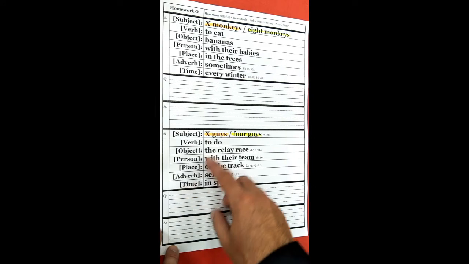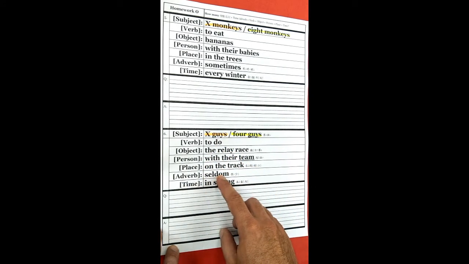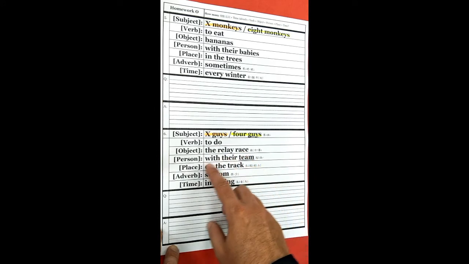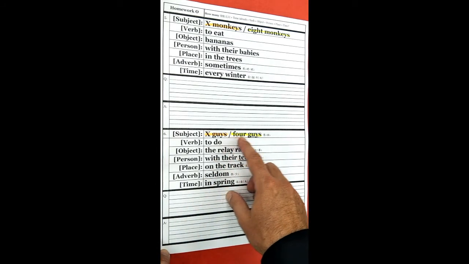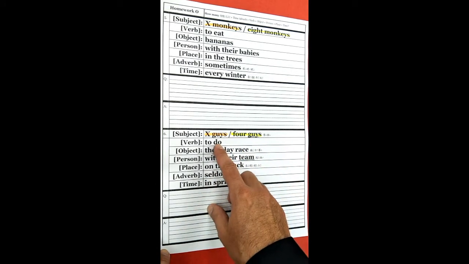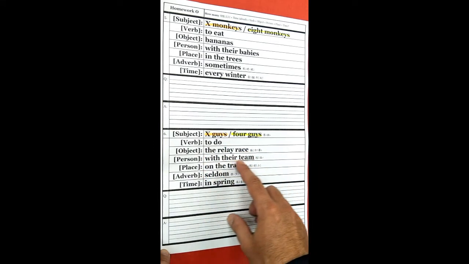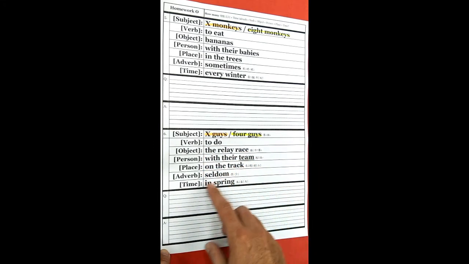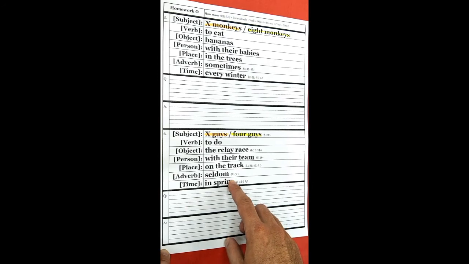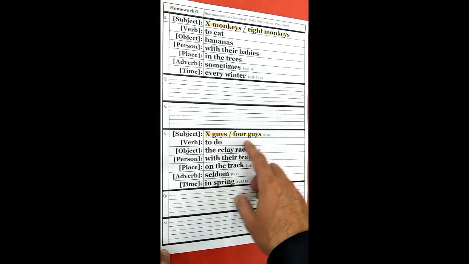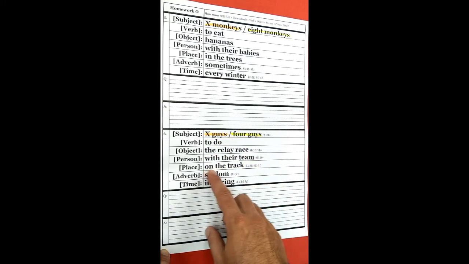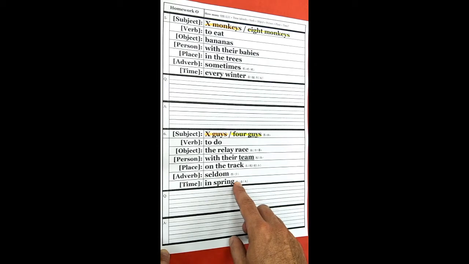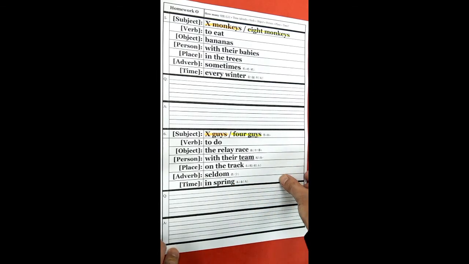Answer. 4 guys seldom do the relay race with their team on the track in spring. Again, 4 guys seldom do the relay race with their team on the track in spring. Oh, this is so easy.